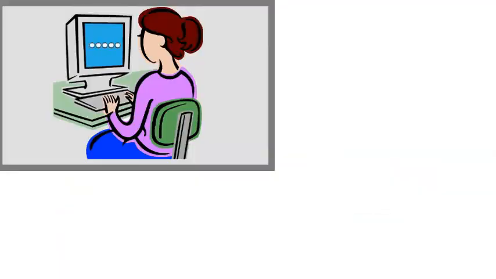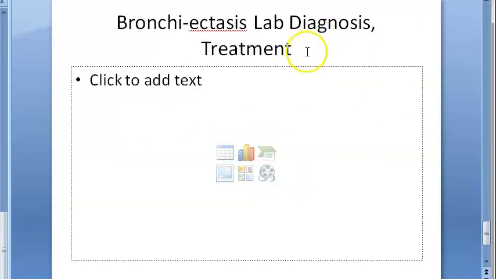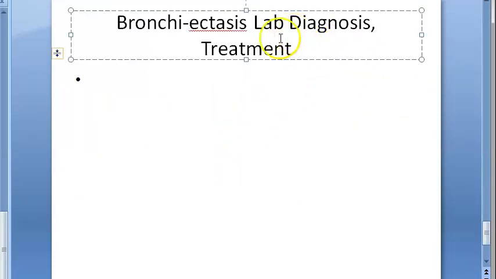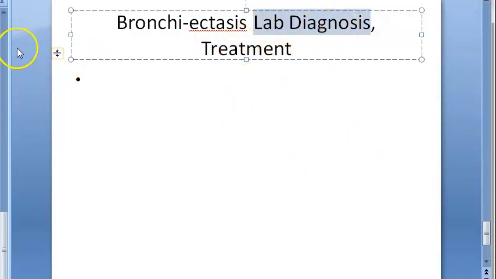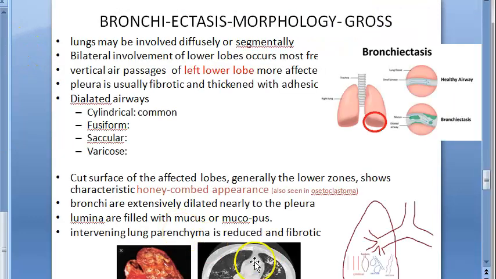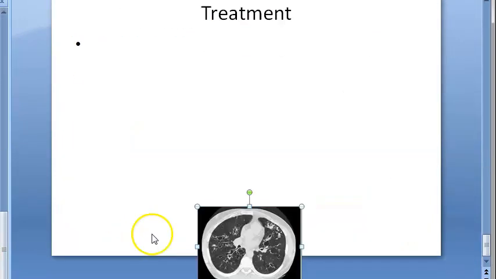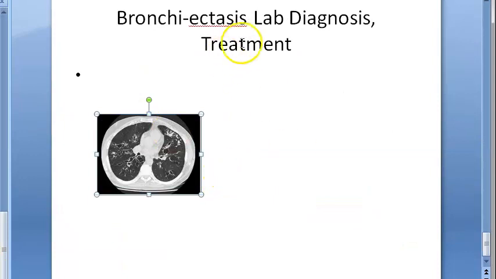So, actually this is what we wanted to cover in the pathology video. Some more points, if you want, you can add about the lab diagnosis, treatment, etc. In pathology, as of now, we are not covering this. But lab diagnosis, we saw some imaging. So, you can learn about that.